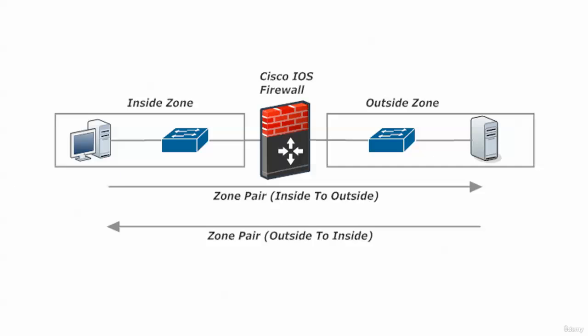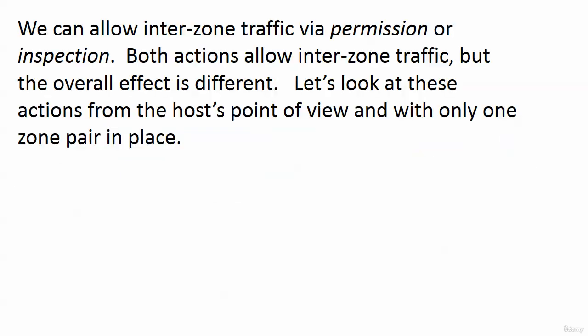Well, again, if we want the host to be able to initiate conversations to the server and the server to be able to initiate communications back, we would actually need two zone pairs, one inside to outside and one outside to inside. Now, we can allow that interzone traffic via zone pairs by permission or inspection. And there's a huge difference between the two. The big similarity is that both actions allow interzone traffic, but the overall effect is different.